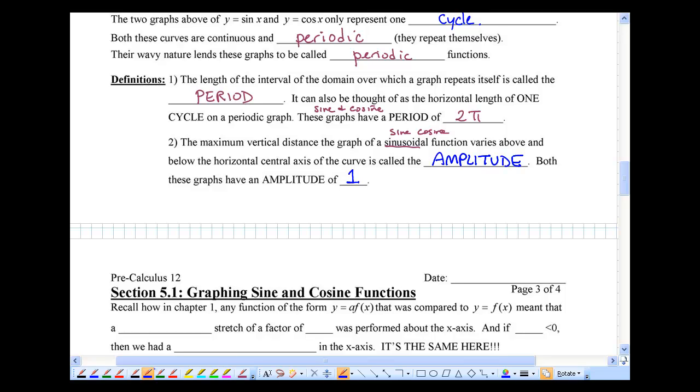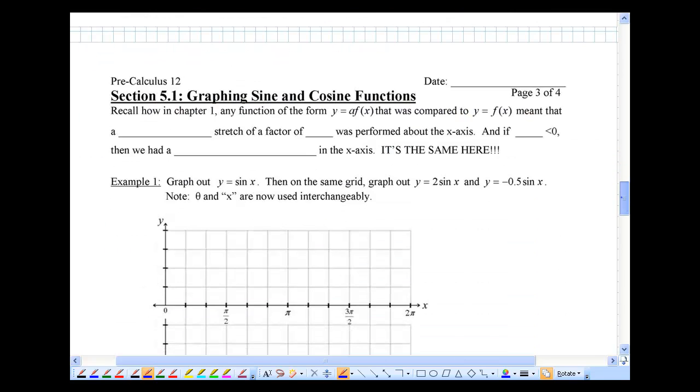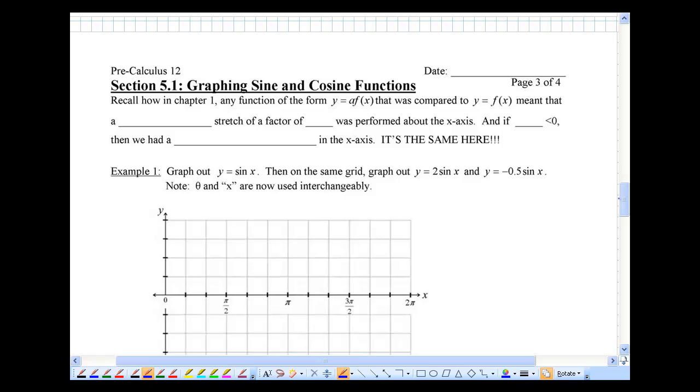We're going to now combine this with all that stuff you learned from chapter 1 to show you how to graph out more complicated functions of sine and cosine. So recall how in chapter 1, any function of the form y equals a times f of x, where you have that value of a in front, compared to the regular y equals f of x, meant that we had what type of stretch? If you said vertical, I'm so proud of you, because you still remember. And if you didn't, that's okay. The vertical stretch of a factor of a was performed about the x-axis.